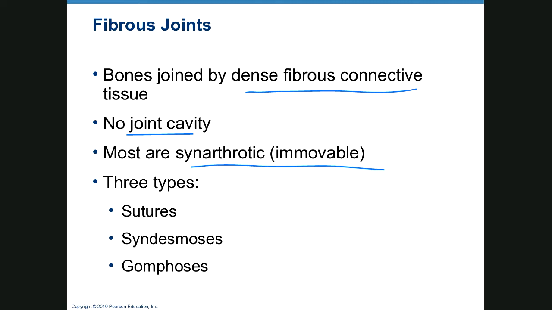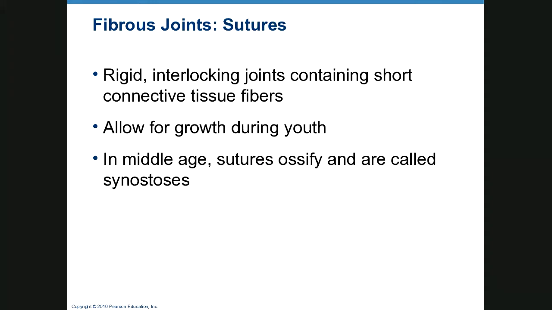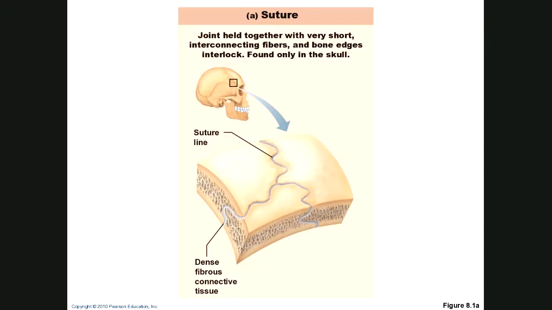Examples: sutures, syndesmosis, and gomphosis. A suture, as you probably know, is a joint that joins the bones of the skull together and allows growth in babies and young people. These are originally cartilage and fibrous connective tissue, and they eventually fuse when you're an adult.